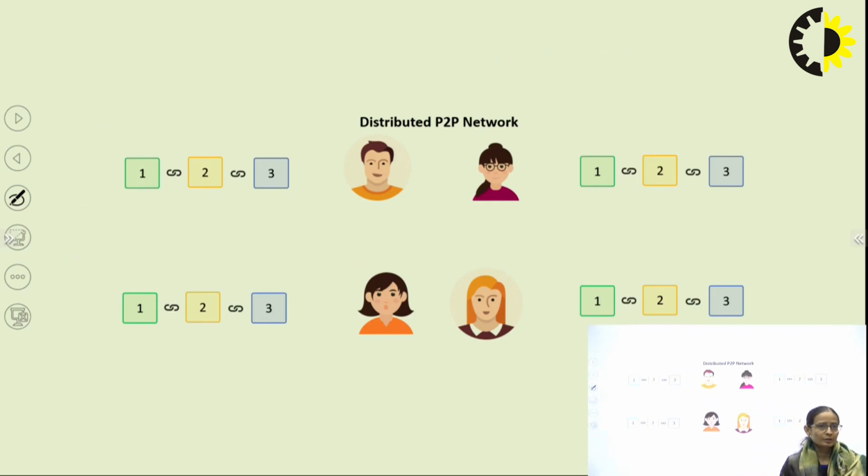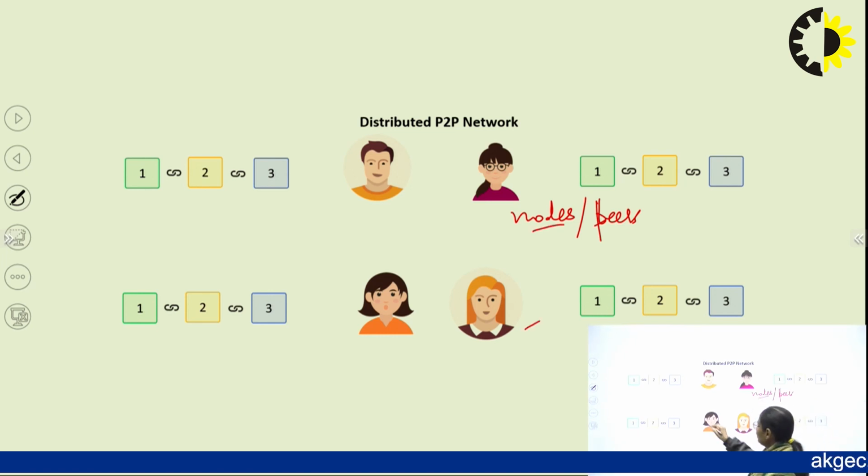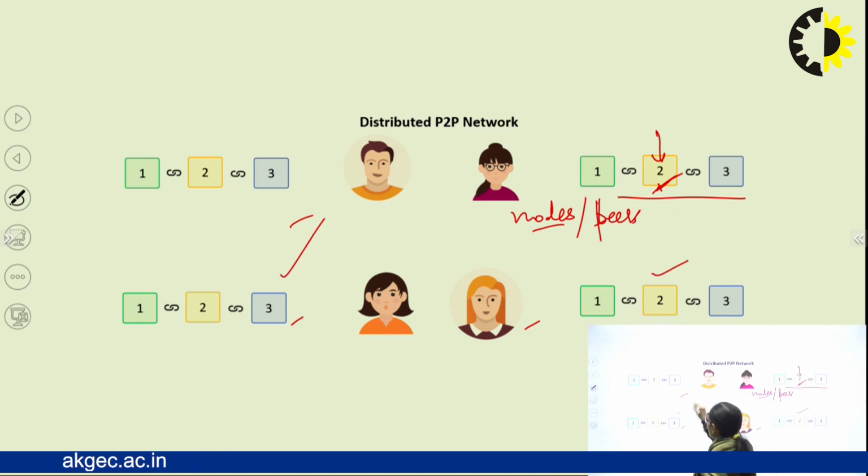For example, in a distributed P2P network, these persons are termed as nodes or peers. If you look at the figure, all the nodes have the same blockchain. Now if, for instance, the attacker attacks here and does the tampering, this blockchain gets tampered with and becomes invalid. But at all these other places, the blockchain is still intact.